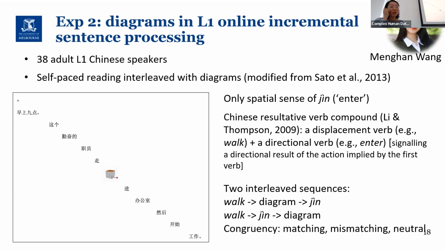In this experiment, we only focus on L1 because we just want to look at L1 first before we go to L2. And if L1 data is already difficult, then we'll see L2. So in this experiment, we look at the effect of diagram in L1 online incremental sentence processing. Thirty-eight adult L1 Mandarin Chinese speakers were recruited. These are all students in our university.